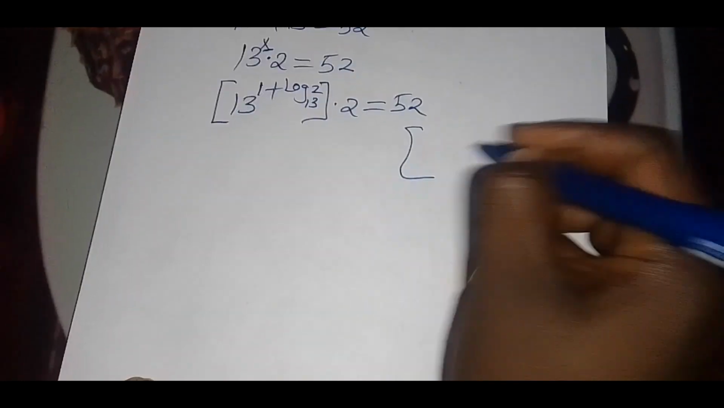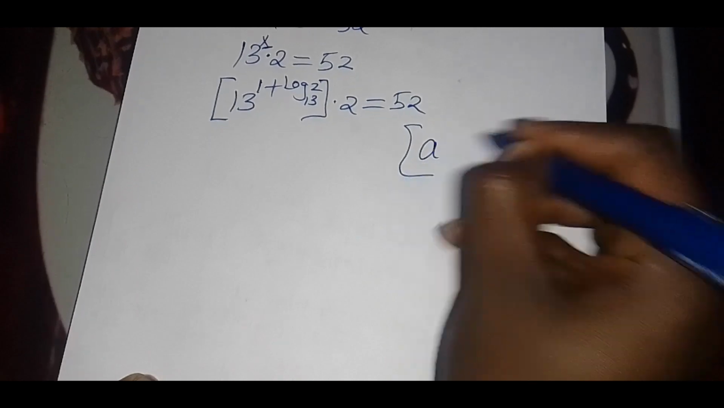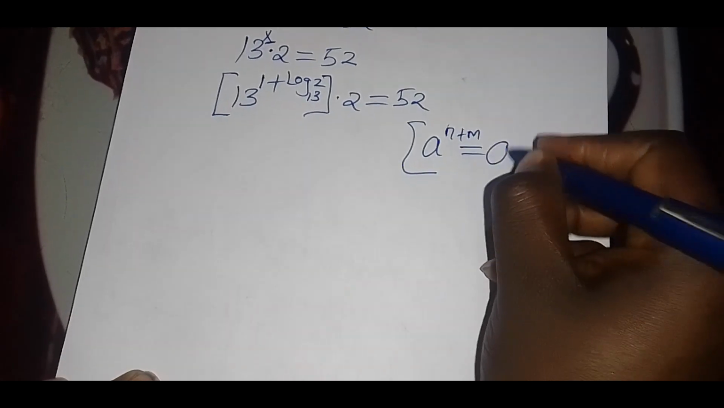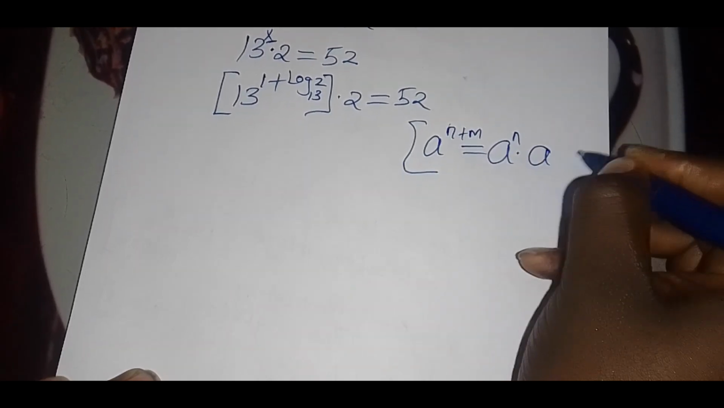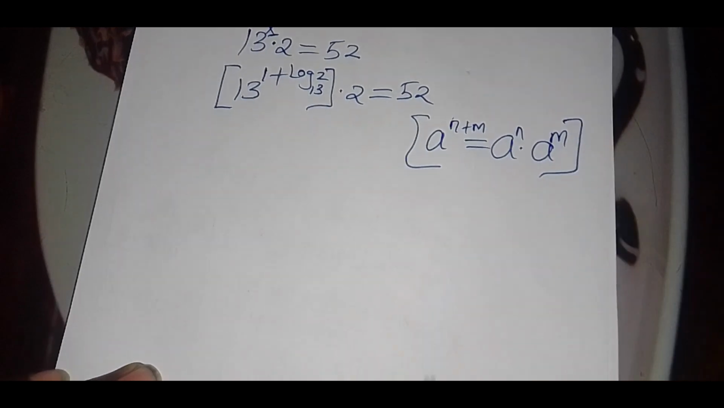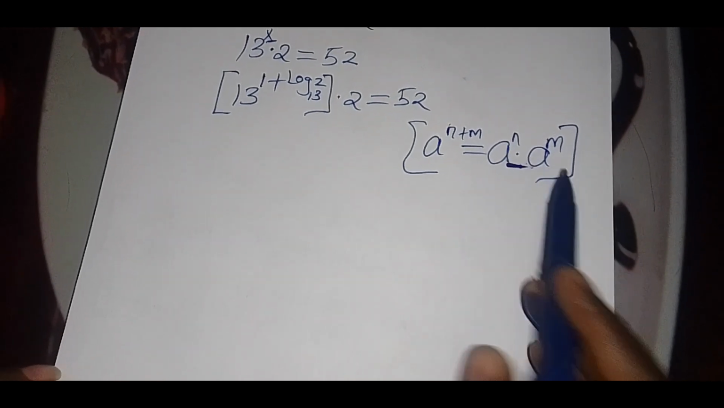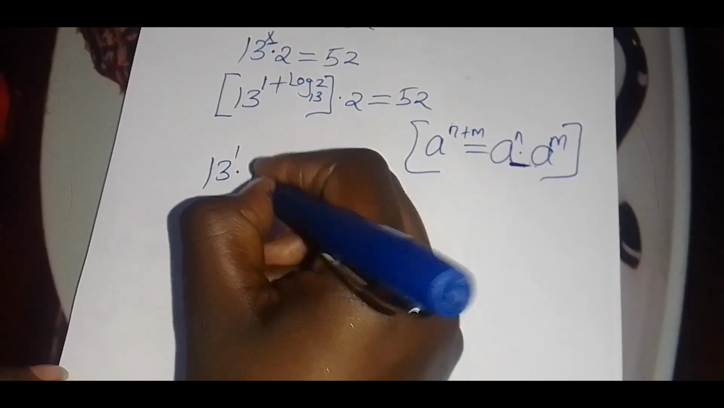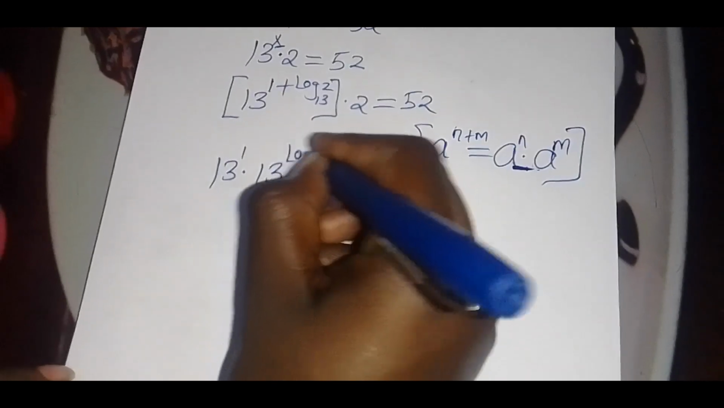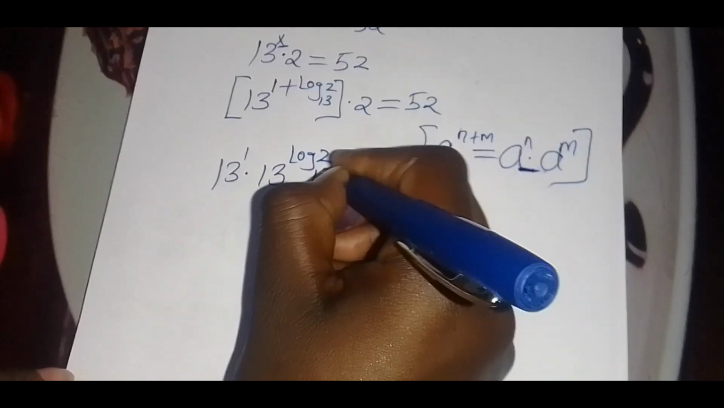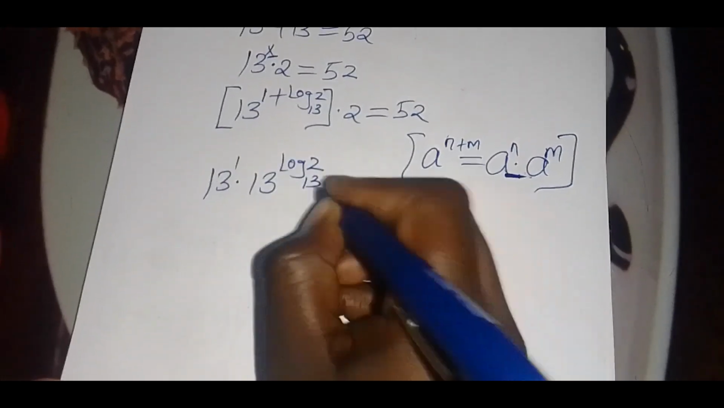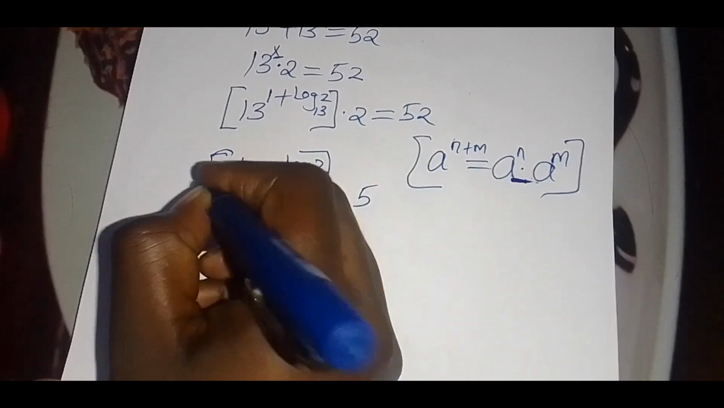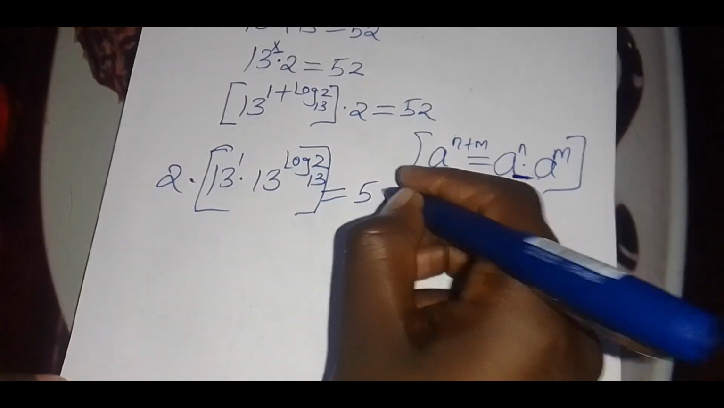Now, as you can see, you can apply this identity: a raised to the power n plus m is equal to a raised to the power n multiplied by a raised to the power m. Okay, so applying this identity, we're going to have 13 raised to the power 1 multiplied by 13 raised to the power log 2 to base 13, everything multiplying by 2 should give us 52.